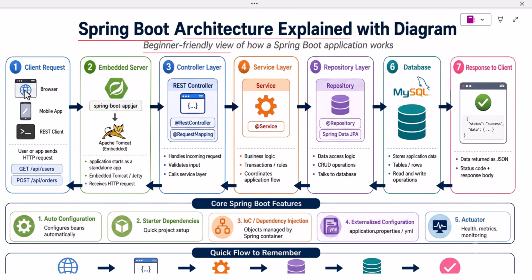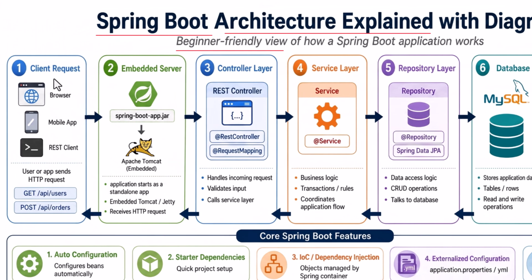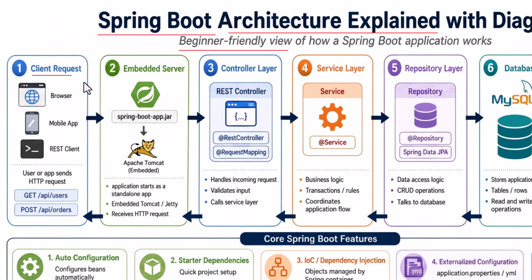Let's understand every step in the correct order. The first step is the client request. A client is any application that communicates with our Spring Boot application. The client can be a web browser. It can be a mobile application. It can be a front-end application developed using Angular, React, or another framework. It can also be an API testing tool or another backend service. The client sends an HTTP request to the Spring Boot application.